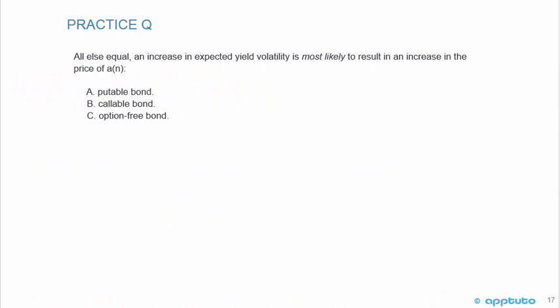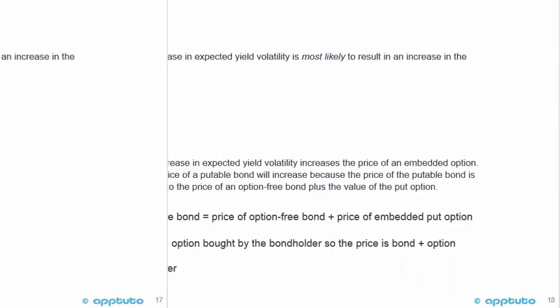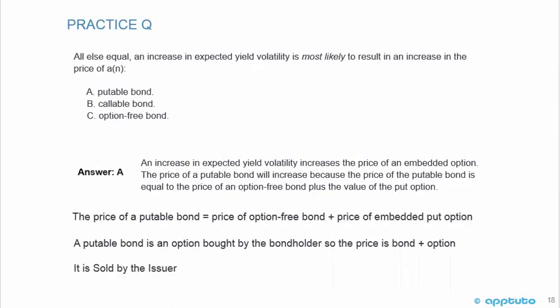Another practice question: all else equal, an increase in expected yield volatility is most likely to result in an increase in the price of A, puttable bond, B, callable bond, or C, option-free bond. Again, some of these questions will get easier when we cover the derivatives and then cycle back to the fixed income, because this is talking about the expected yield volatility and how it impacts an embedded option or an option in general. Anyhow, the correct answer is A.